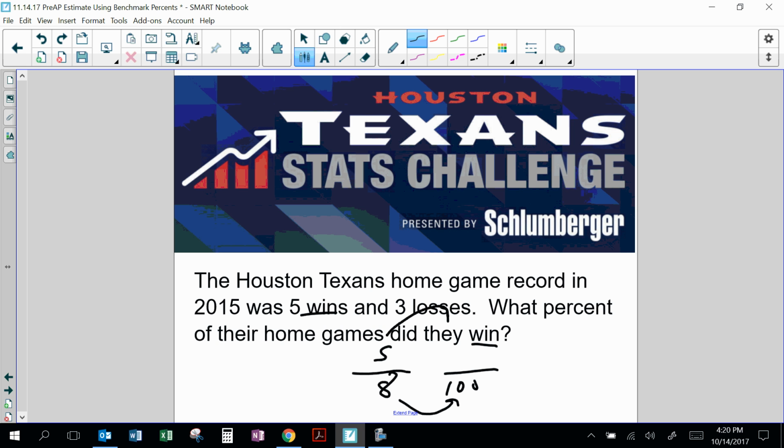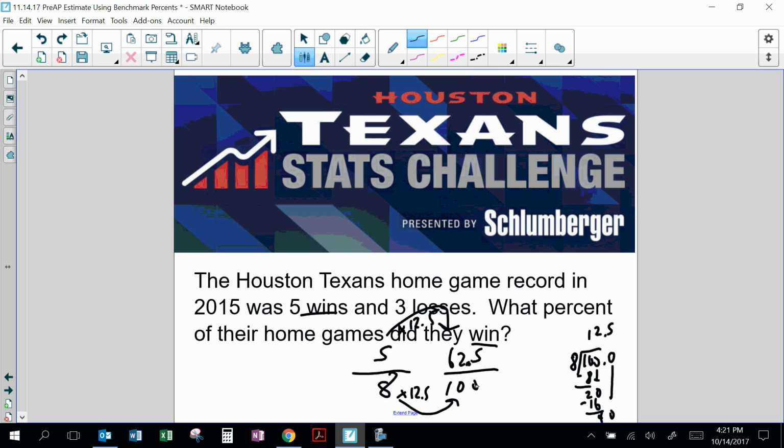So how do you turn an 8 to 100? How many 8s go into 100? Well, let's find out. Goes in one time, bring down a 0. 8 goes in 22 times, 4. Annex a decimal 0, 8 goes in 45 times. So the scale factor is times 12.5. 5 groups of 12.5 is 62.5.